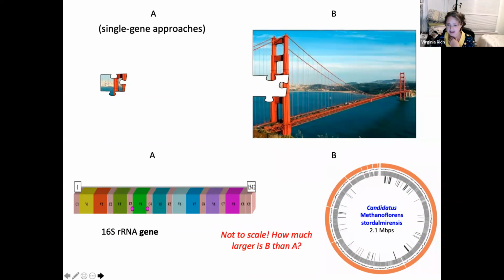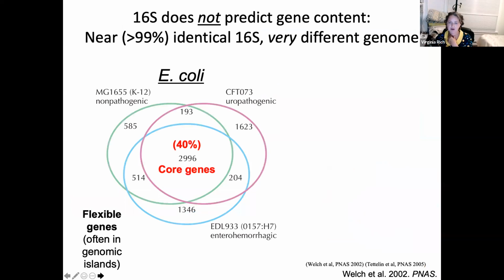So that reflects, in this case, the 16S RNA gene versus a genome. These are not to scale. How much larger is B than A? This is about 1,500 bases, and this is about 2.1 million bases. Okay, so 16S does not predict gene content. So just to extend the concept that function does not track 16S.